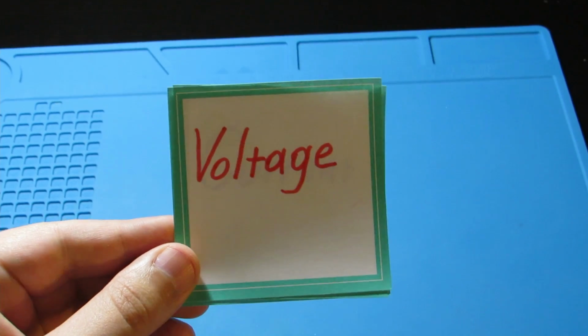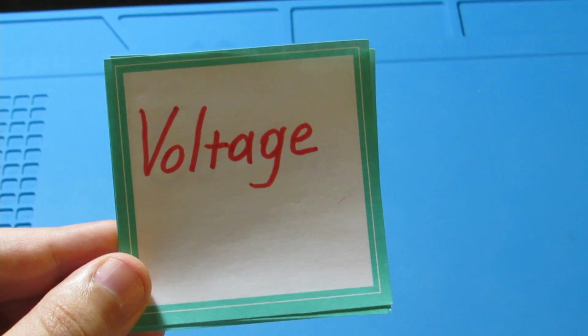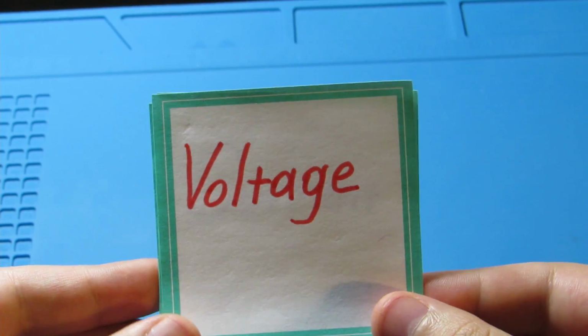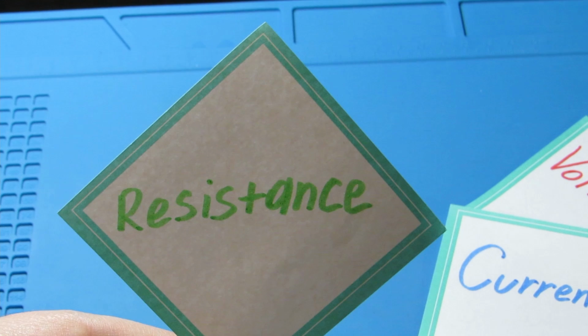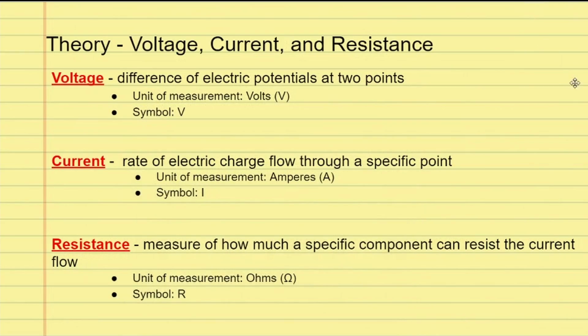Next, I wanted to talk about the three fundamental concepts in electricity, which are voltage, current, and resistance. Voltage is the difference of electrical potentials at 2 points. The unit for voltage is volts, and the letter V is short for voltage.